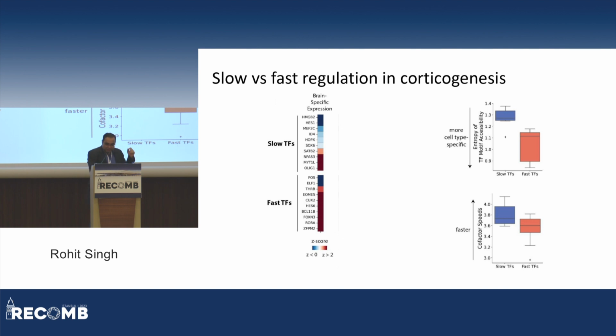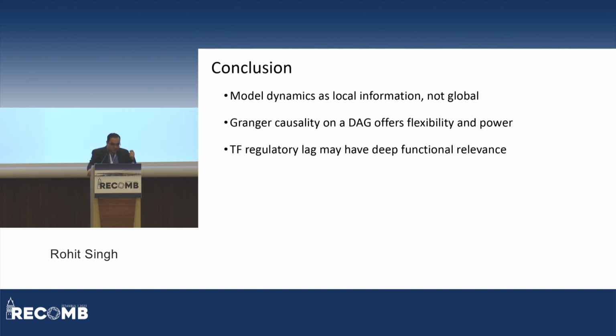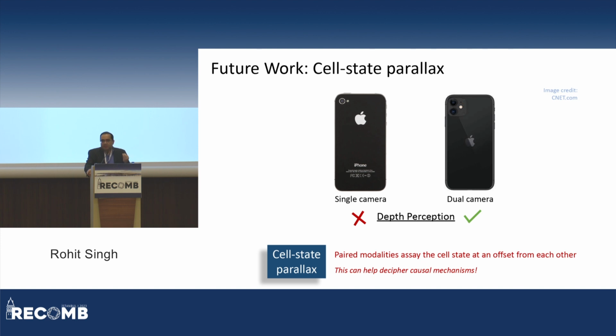There are a few more things I can talk about, but I'm going to cut short. If there was one takeaway I could offer from this, it is that I think we should model dynamics as a local thing, not as a global thing. I think Granger causality and a partial ordering can offer you flexibility and power. And thinking about the lag of transcriptional regulation is, I think, a deeply functionally relevant thing that we should be looking at more.